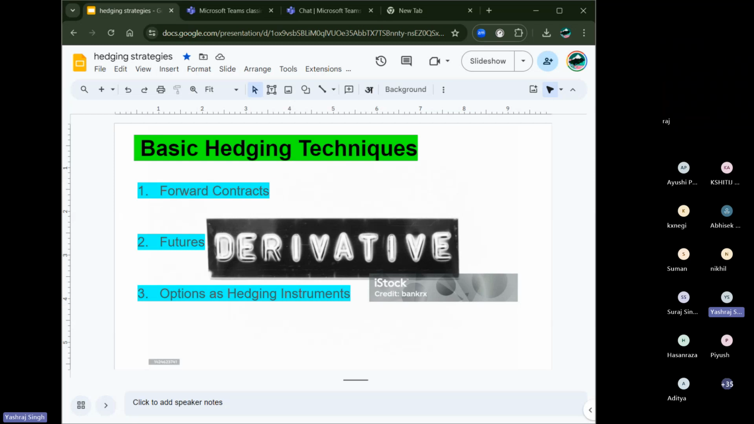In such scenarios. While if we talk about futures, futures contracts are similar to forward contracts, right? But they are standardized and traded on exchanges. They require margin deposits and daily settlement, while forward contracts do not require margin settlements on a day-to-day basis, right?